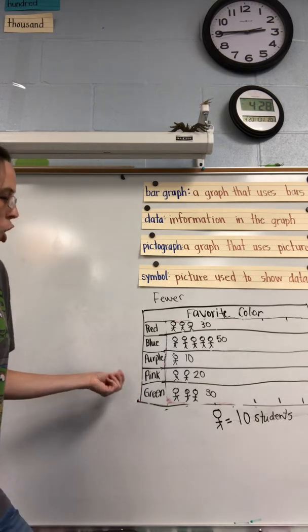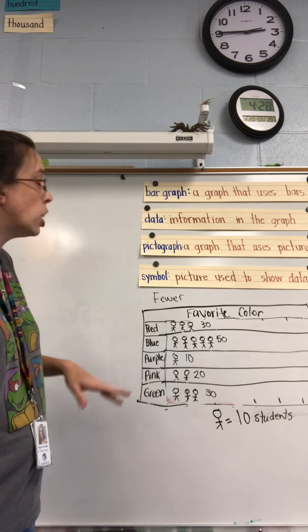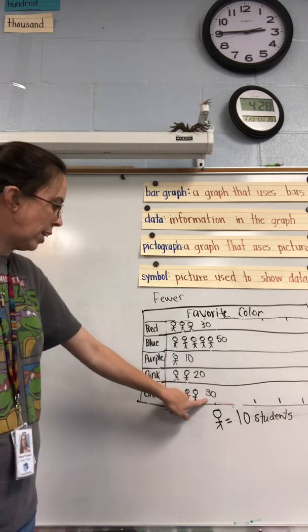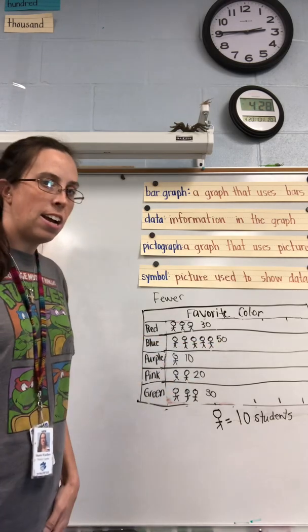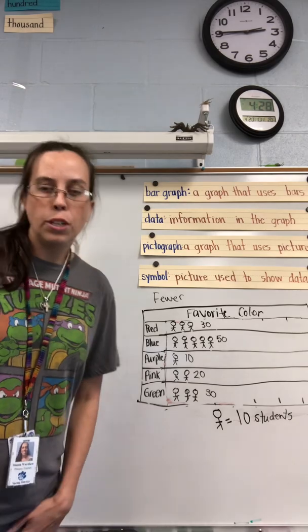So, which color has fewer students that chose it, green or blue? Well, green has 30, blue has 50. I know that 30 is less than 50, so green had fewer students.